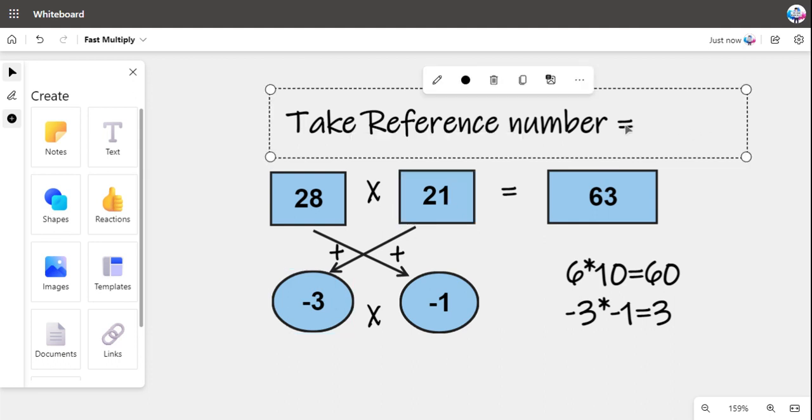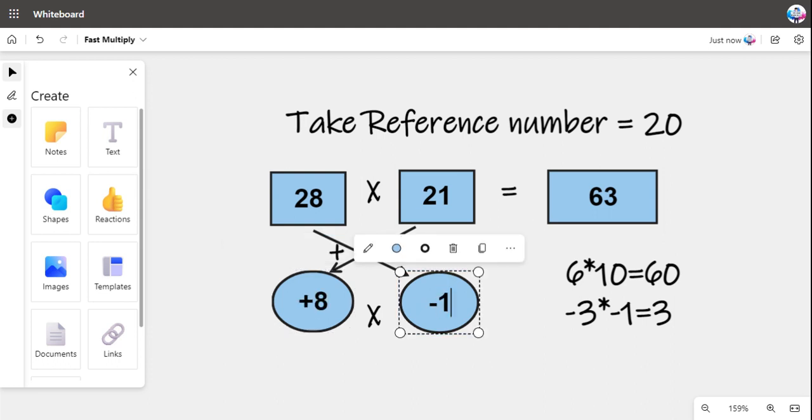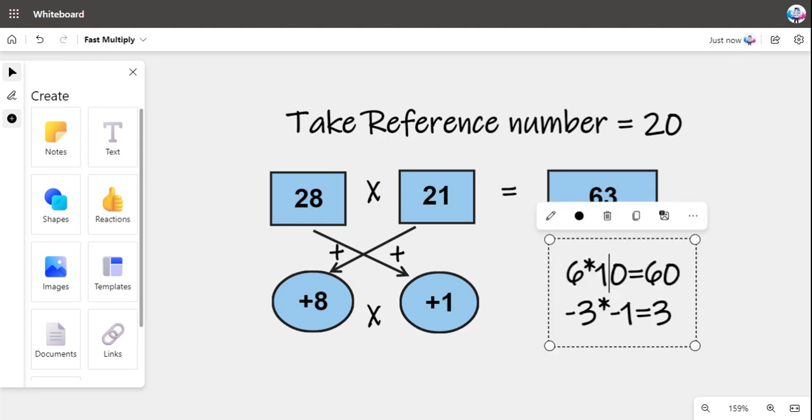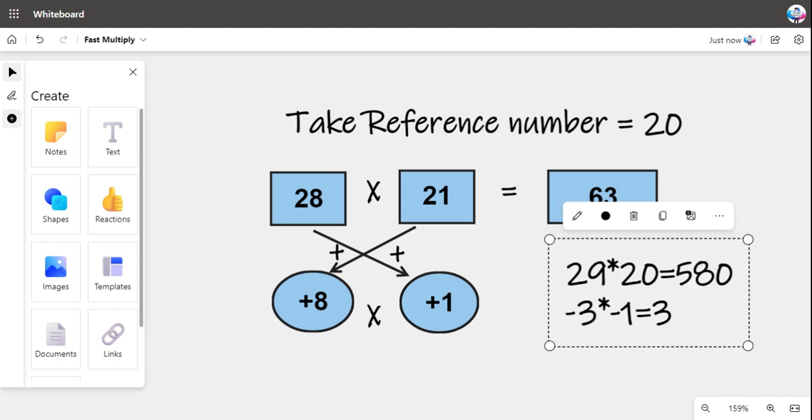So I will take 20 as the reference number, because 20 is near to these two multiplied values. So with 20, we add 8 here, and here the value will be plus 1. So 28 plus 1, or 21 plus 8, the value will be the same, 29. So we need to multiply that 29 with our reference number 20. We are going to get the output as 580.